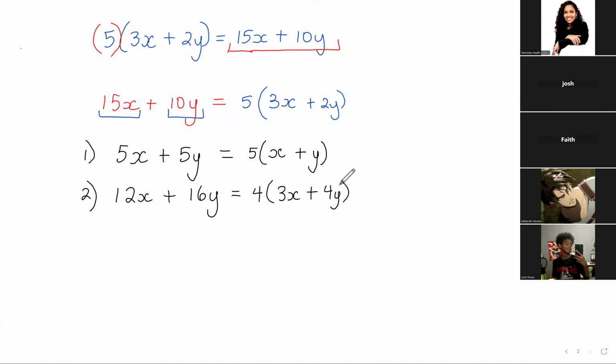And guys, to check if your answer is correct, just multiply the brackets out and see if you get back the original thing. So 4 times 3x would give me 12x, and then 4 times 4y would give me 16y. So you see how these are the same? That means you have correctly factorized. That's another one. Let me show you this one. If you have x plus x squared, can anybody tell me what's common between x and x squared?